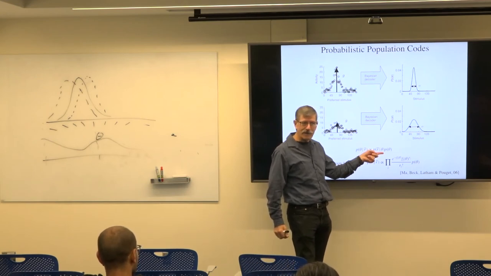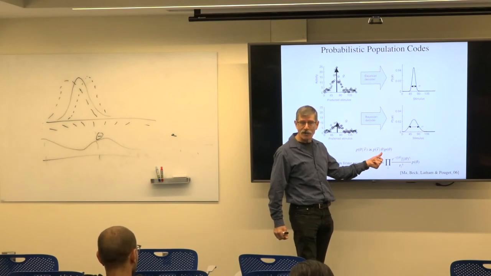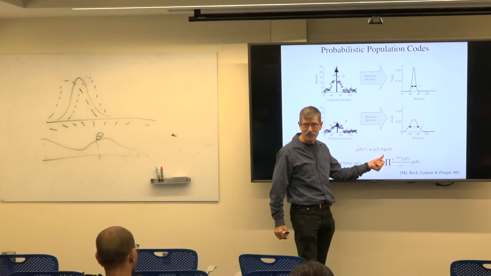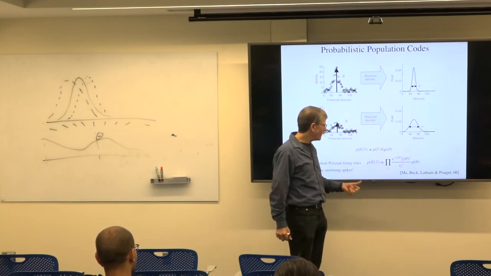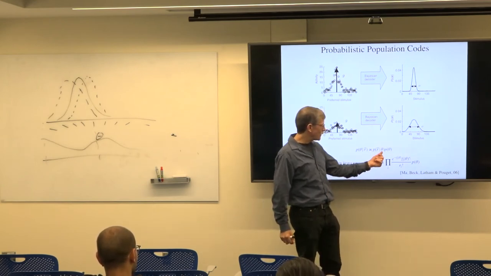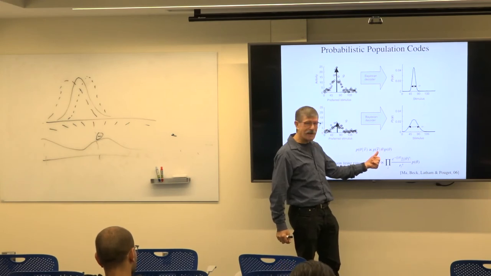How do you know this is a likelihood? Because the thing to the left of the conditional sign is the thing you know, and the thing on the right is the thing you don't know. It's a function of theta, sometimes written L of theta. But it's a probability distribution. If theta is on the screen, how likely is it to get this set of spikes?